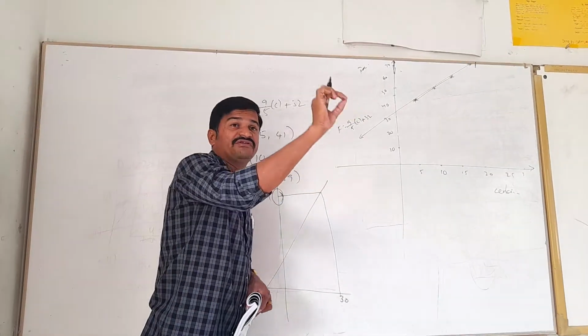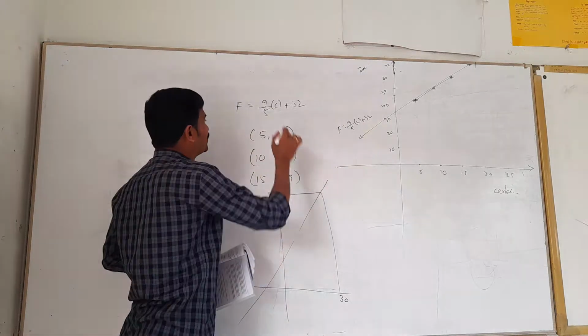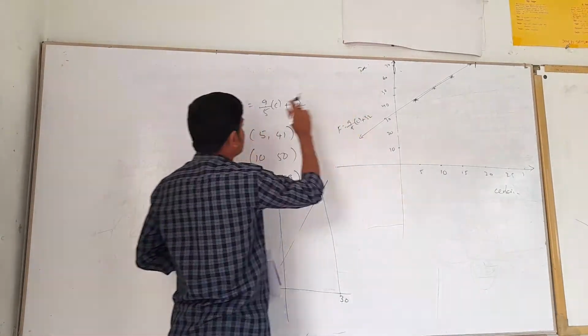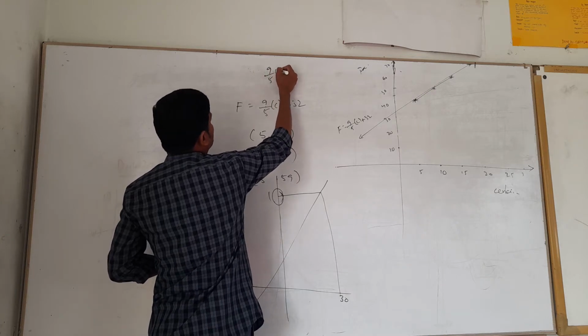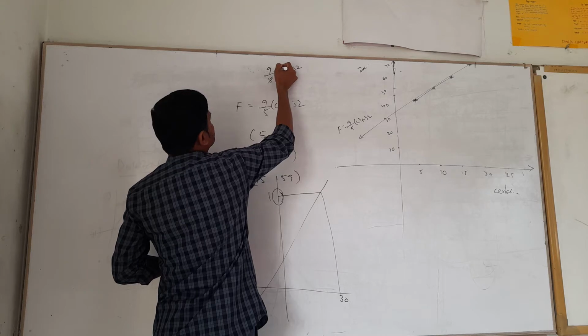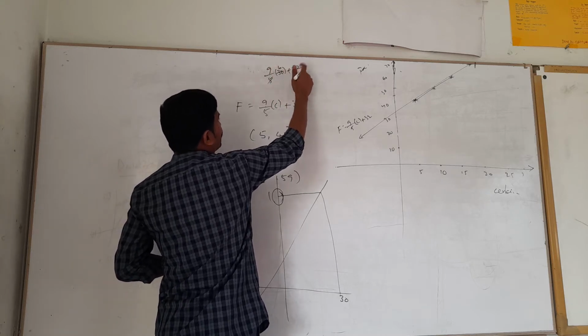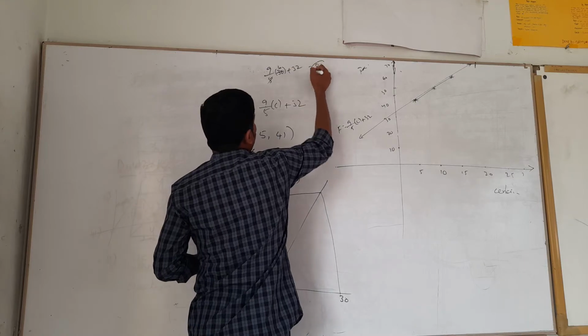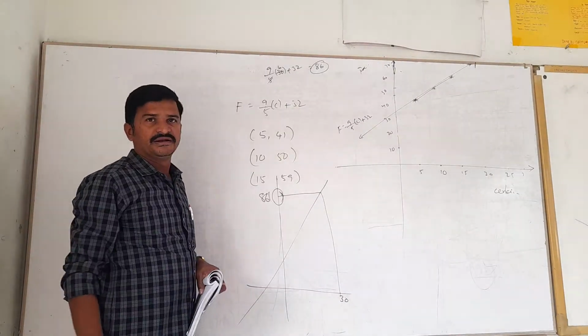But how can you check whether it is right or wrong? Somewhere in rough work you can do it. C is equal to 30, given. You can substitute 30 here: 9 by 5 into 30 plus 32. 5 ones are 5, 5 sixes are 30... 9 sixes are how much? 54. 54 plus 32 how much? 86. So 86 should be there.